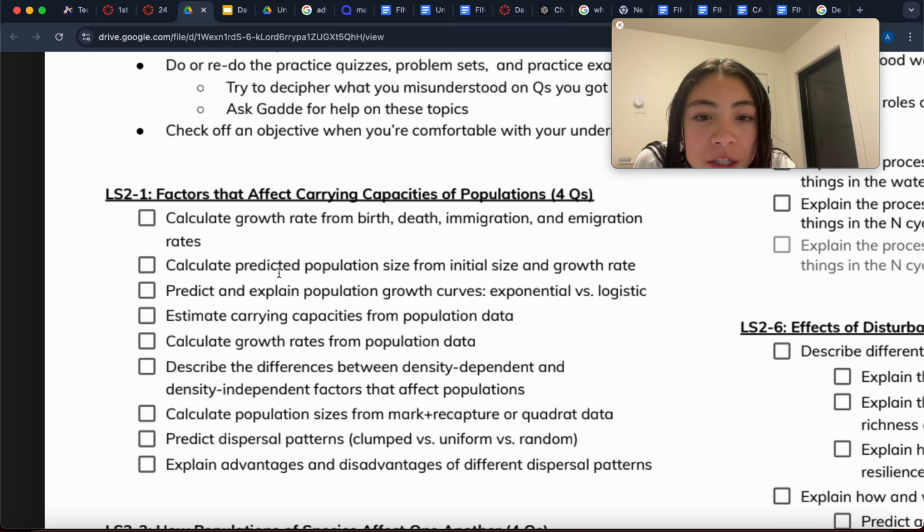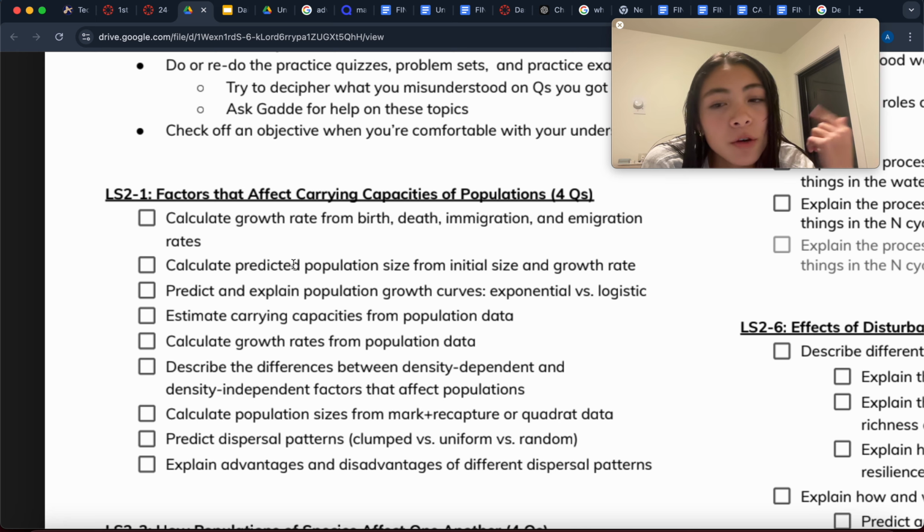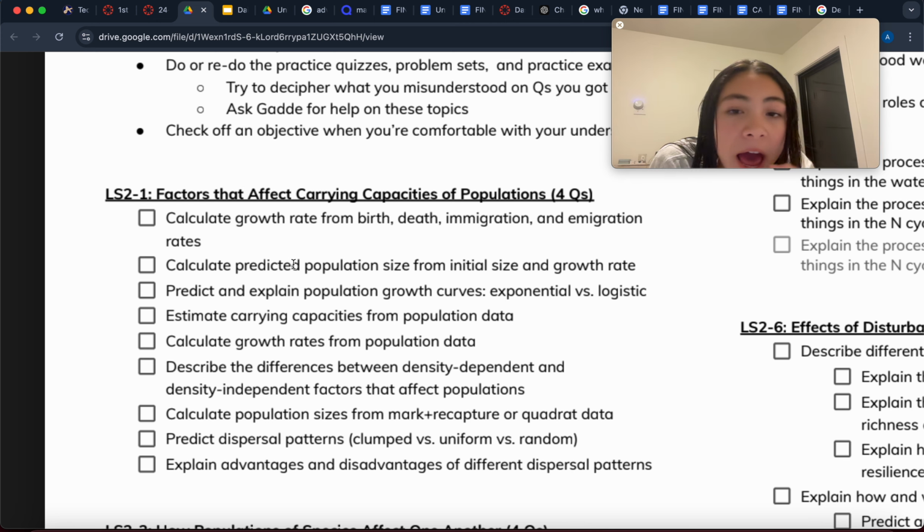Calculate predicted population size from initial size and growth rate. Okay, so for this, I'm pretty sure what this is saying is using this growth rate to find a predicted population size. You take that growth rate and multiply it by the number of years you're trying to predict into the future, and then you add that to the initial size, basically.